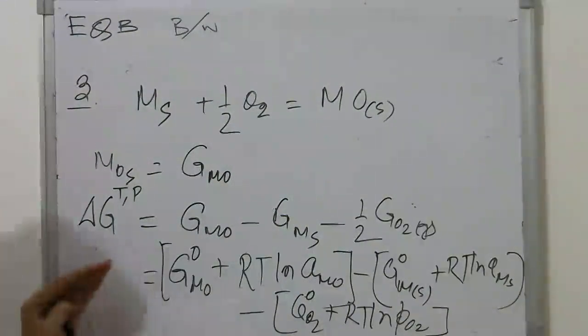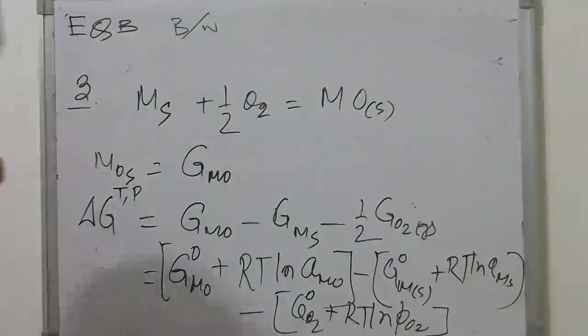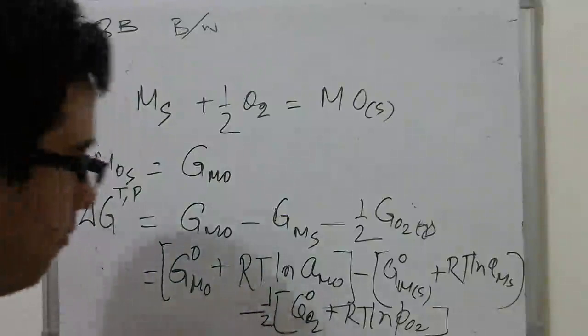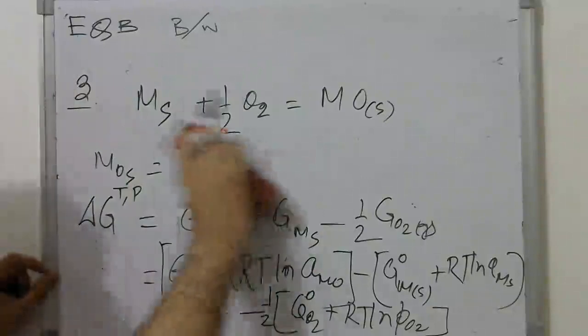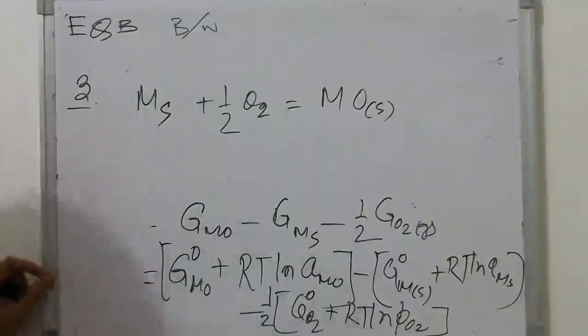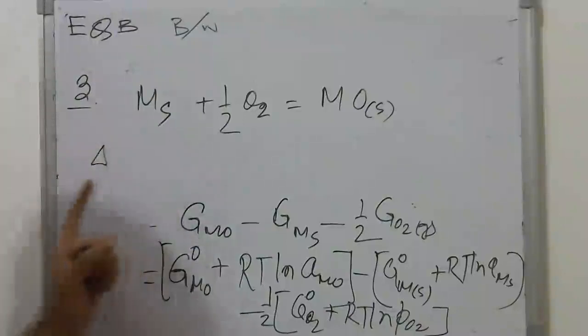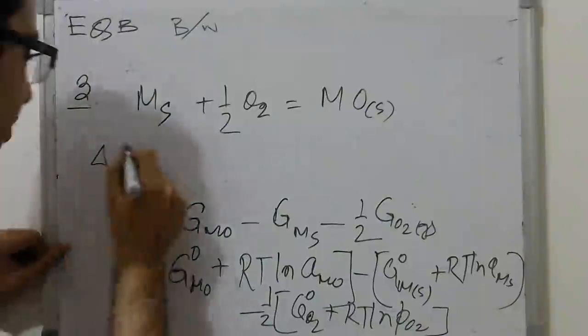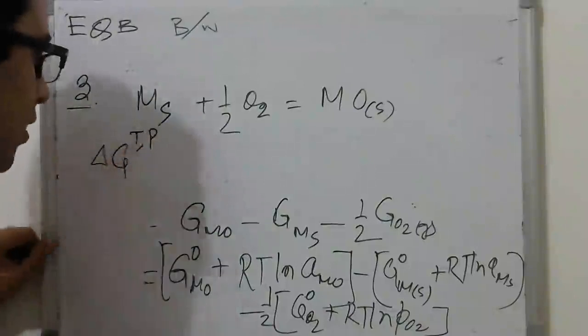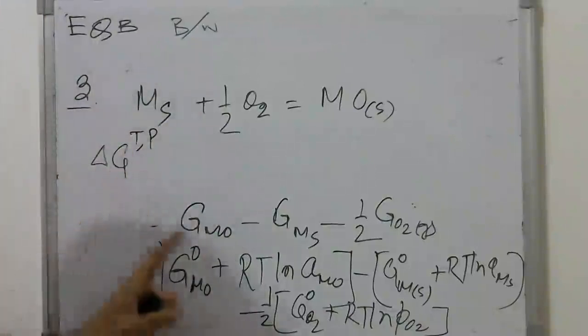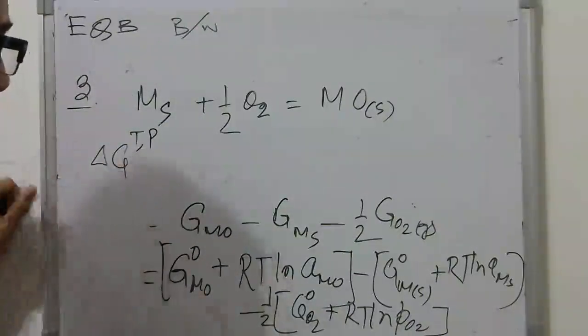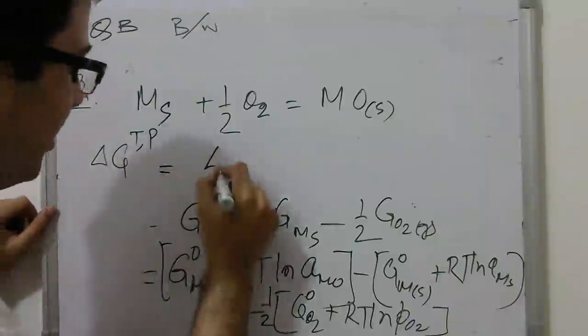So if I summarize this, sorry, I forgot to put a half. So if I summarize this, it's very important. I'll be solving straightaway problems based on this. ΔG(T,P): the free energy change at a particular pressure and temperature. Normally the pressure is kept constant. We were asked about ΔG0.